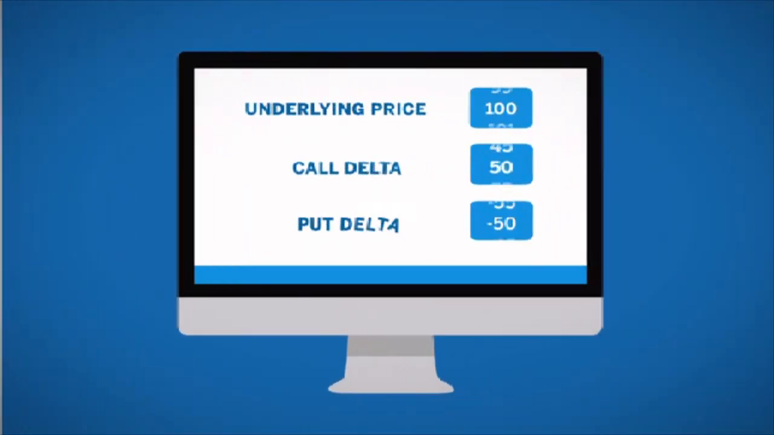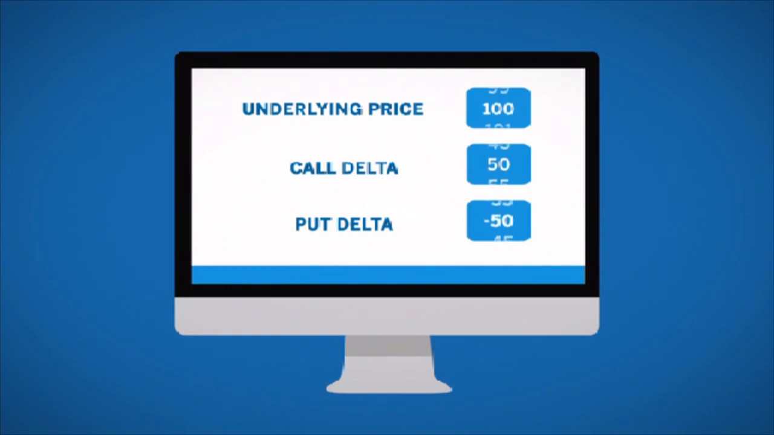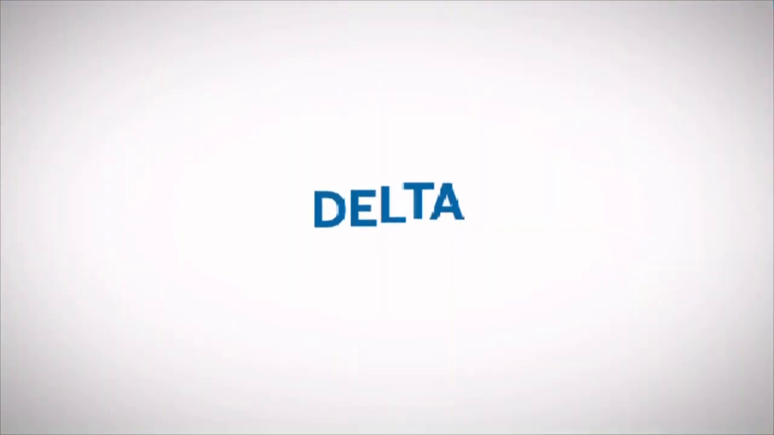Delta is dynamic and changes with the movement in the underlying. That means delta neutral ratios and other hedge ratios using options are also dynamic and subject to change. If you're going to trade options, delta is a measurement you will want to study.